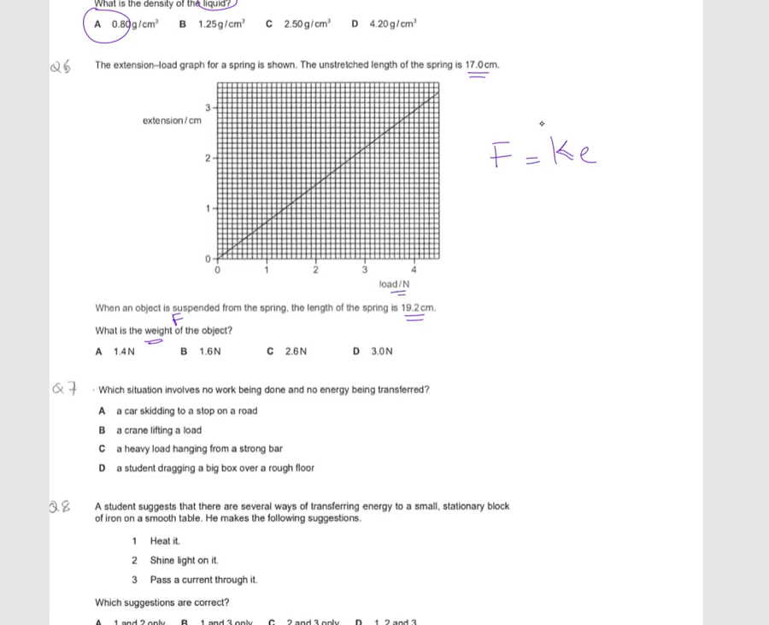Alright, so we can work out the extension here. So we don't need the equation actually. We just need extension and force. Okay, so here we go. Extension is equal to the final length, take away the initial length, which is 2.2. So therefore, where is 2.2? So 1, 2, so 2.2 is there. So we go across, then we go down, and we have 3. So the answer is D. Okay, so I need to see these lines on the graph.